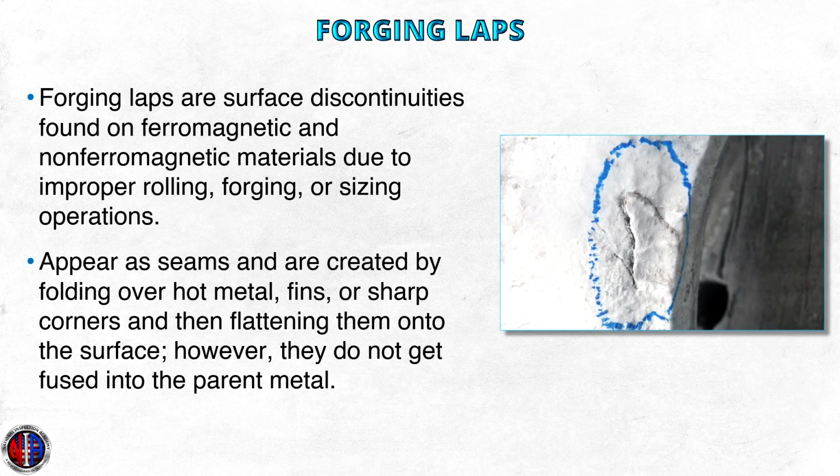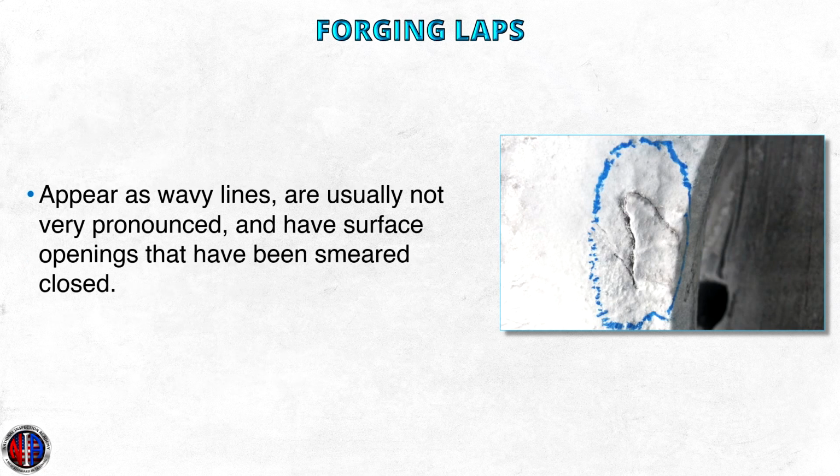Forging laps. Forging laps are surface discontinuities found on ferromagnetic and non-ferromagnetic materials due to improper rolling, forging, or sizing operations. Forging laps appear as seams that are created by folding over hot metal, fins, or sharp corners, and then flattening them onto the surface. However, they do not always get fused into the parent metal. Forging laps appear as wavy lines and are not usually very pronounced. They also have surface openings that may have been smeared closed.